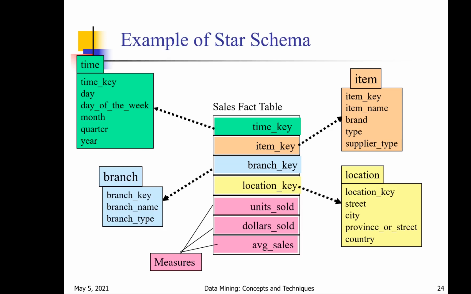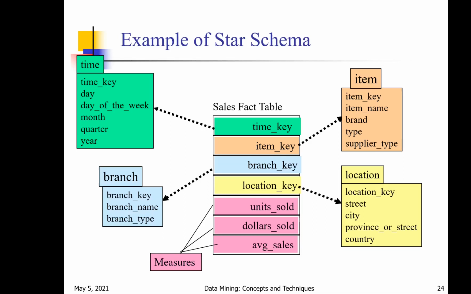So here it is the same. Time, item, branch, location, these dimension tables, we can say these are the parent tables, and the sales fact table is the child table for these tables. In the child table, these are nothing but the foreign keys: time key, item key, branch key, location key. In the dimension tables, these are the primary keys.